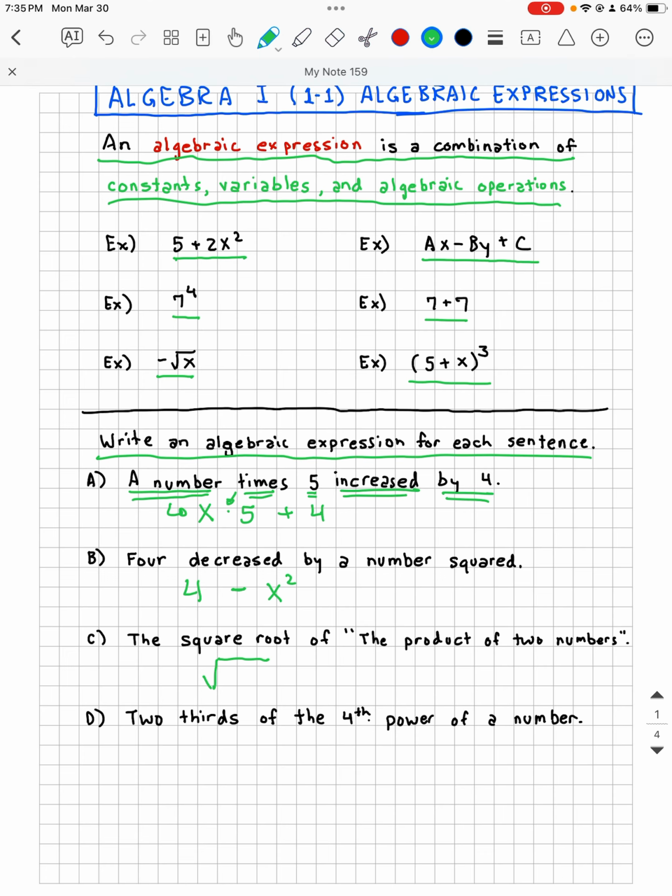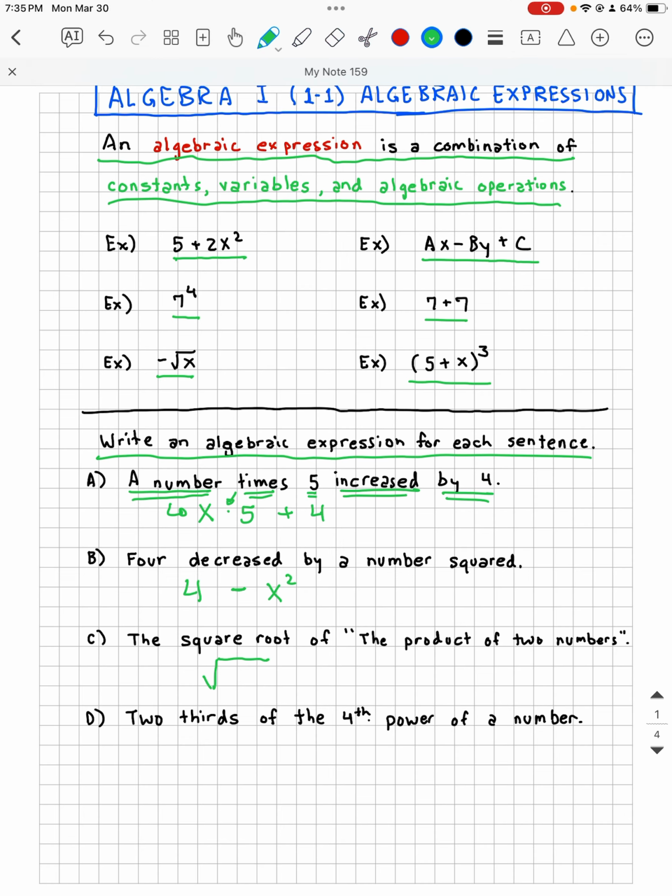Now, notice that I did make this a little bit easier to say that it's the square root of in parentheses. So that tells me that what I have is inside the square root. And you can always do that just to make it clear to your audience. The more clear, the better, obviously. So that's why I did it this way. So anyhow, going back, the square root of the product of two numbers.